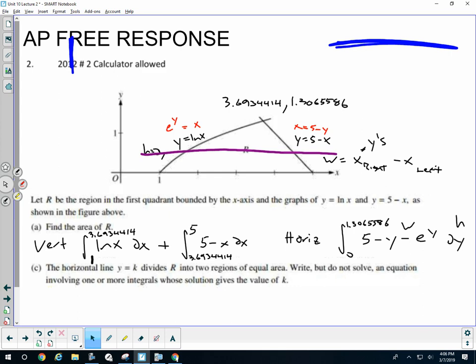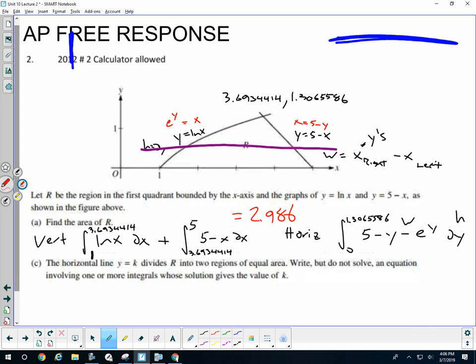What do we get was the area, actually? 2.96? 986? Beautiful.